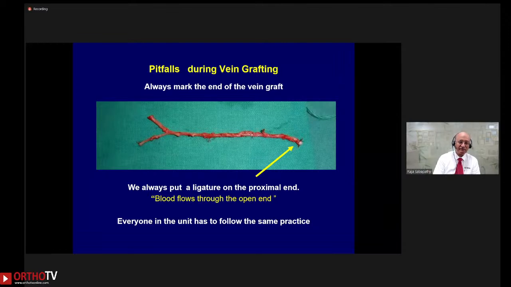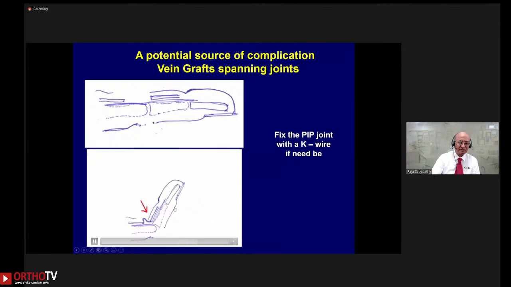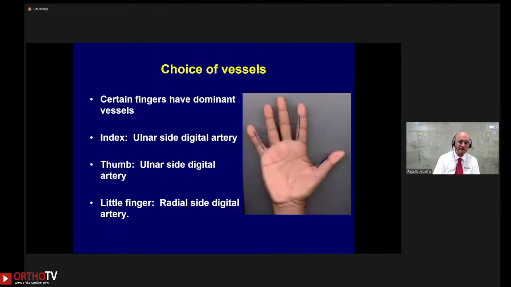You must be careful when you're passing the vein graft if the vein graft crosses across the joint. For example, if it's here, and you put in a vein graft thinking that it is straight, and then you don't fix it, what will happen is when you put in the bandage, if it flexes, the vein graft will kink. So you must think about how the finger joints would be towards the end of the procedure. In that way you must choose the length of the vein graft, or you must fix the joint, if it crosses the joint.